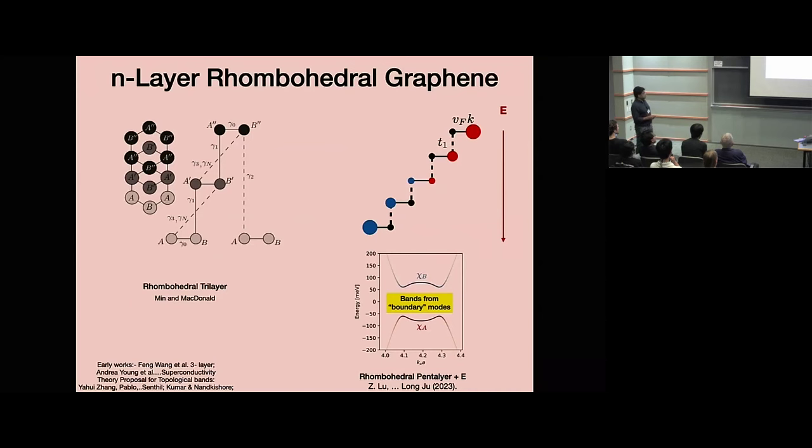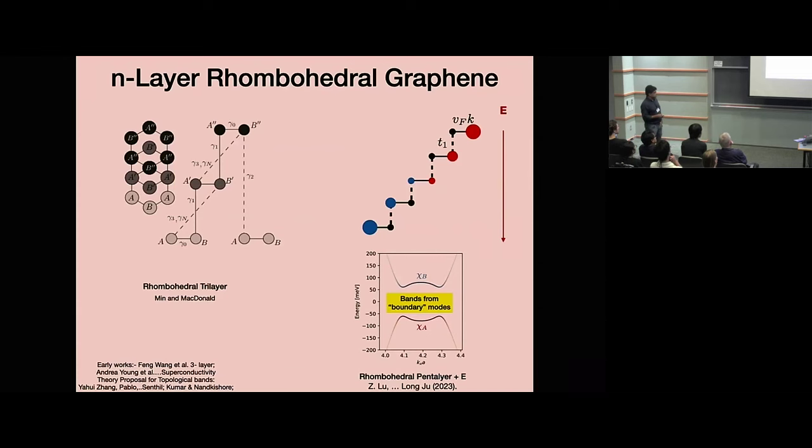And if this coupling, this V times K, is smaller than the coupling between the layers, the T1, you expect to get zero energy modes at the ends of this chain. Okay, and once you apply a displacement field, the zero energy modes will lift. They'll be moved to different energies. That's roughly set by the strength of this field. And that actually is essentially the origin of these bands you see.